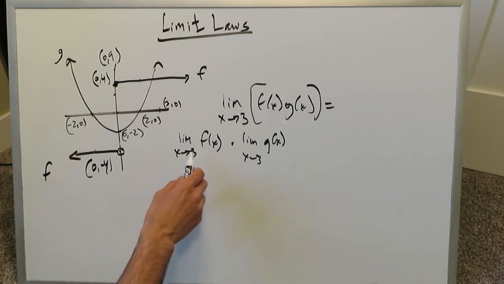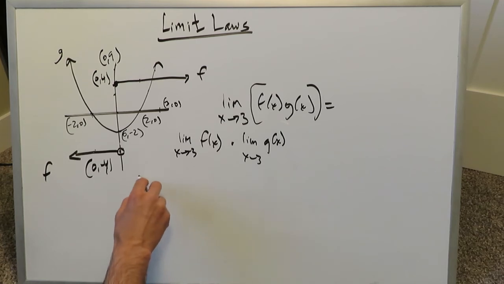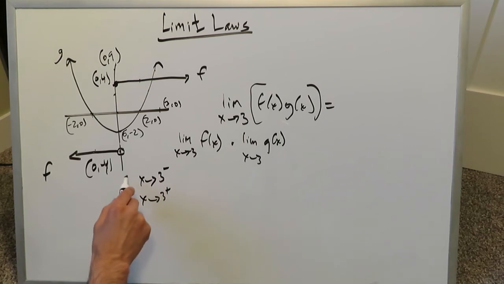When you look at f of x approaching 3, x approaches 3 from the left, x approaches 3 from the right, left hand, right hand limits.